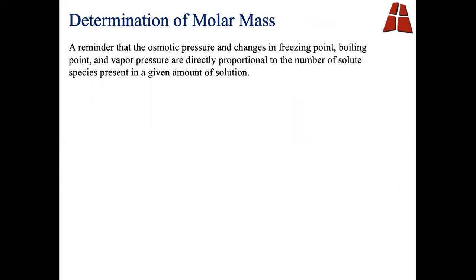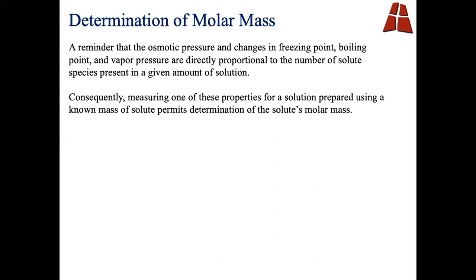Finally, I just kind of want to talk through the concepts that will lead to some example problems that we'll do in class. So a reminder that our colligative properties, including osmotic pressure, changes in freezing point, boiling point, vapor pressure, all of those are directly proportional, pardon me, to the number of solute species present in a given solution. So that's why it's important to know if something is an electrolyte or not. So when it dissolves in water, will it form two species, such as sodium chloride will ionize into sodium plus and chloride minus in solution? Or if it's something like sugar, when it dissolves, will it just stay as one molecule? Okay, so that's something you need to consider.